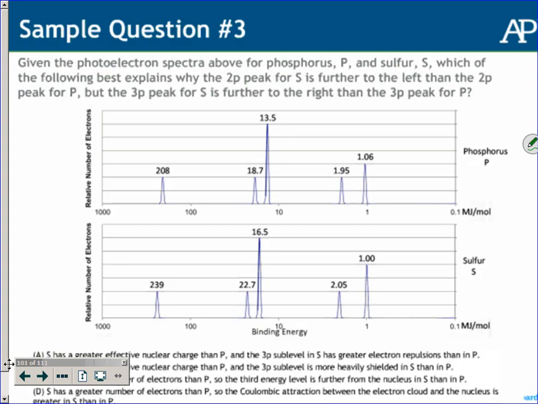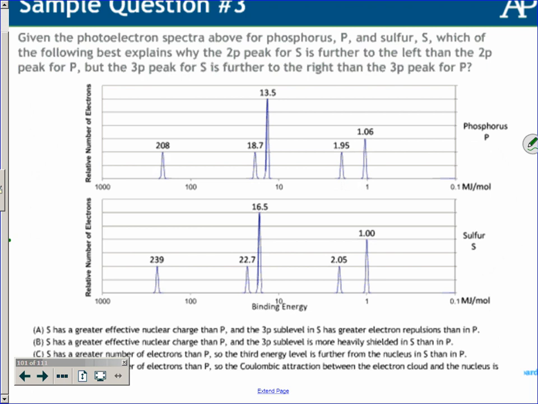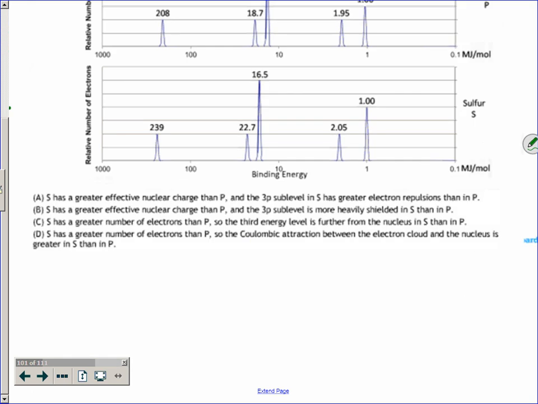Given photoelectron spectra for phosphorus and sulfur, which of the following best explains why, and this is a loaded question, the 2p peak for S is further to the left than the 2p peak for P, but the 3p peak for S is further to the right than the 3p peak for P. Woo. All right, so you have answer choices. These are teeny tiny. Here we go.